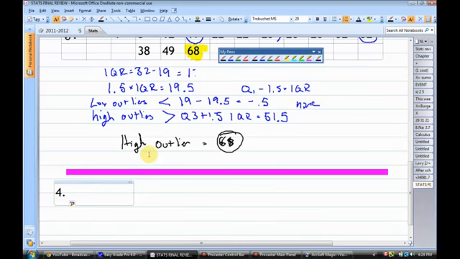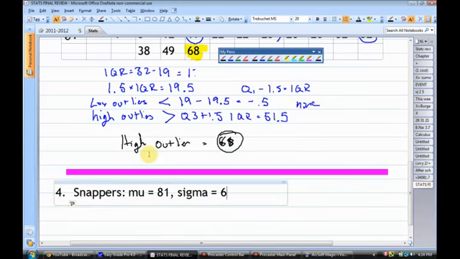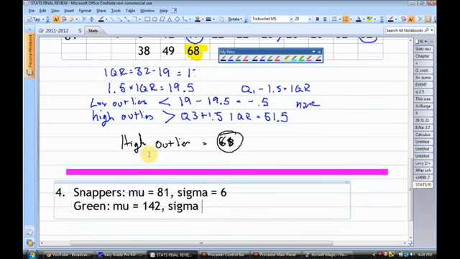Oh, yeah. Alright, so what's the first one? Snappings? Yeah. So for snappers, mu equals 81, and sigma equals 6. For green turtles, sorry, I'm having trouble. Mu equals 142, and sigma is 14.